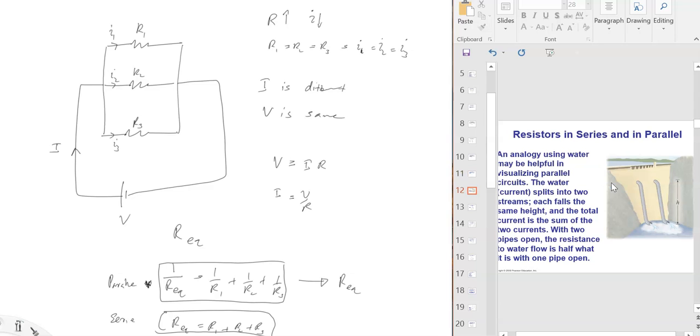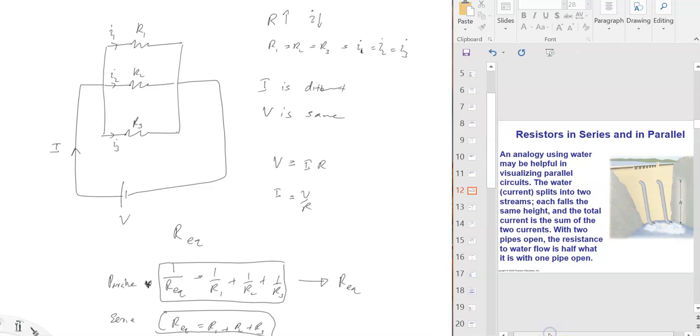Okay, what's next? It says an analogy. Here's a way to remember this. Well, I'll let you guys read it. Let's move on.